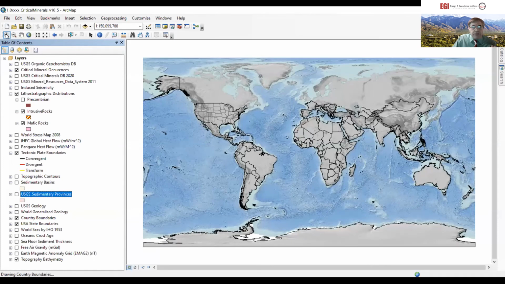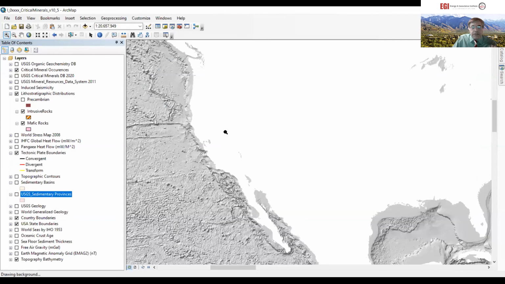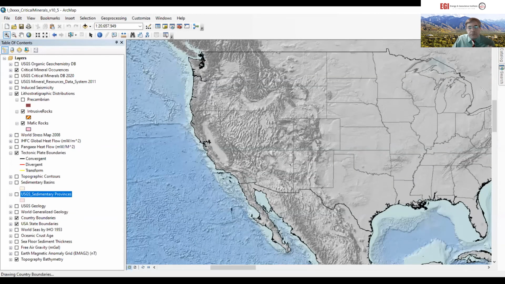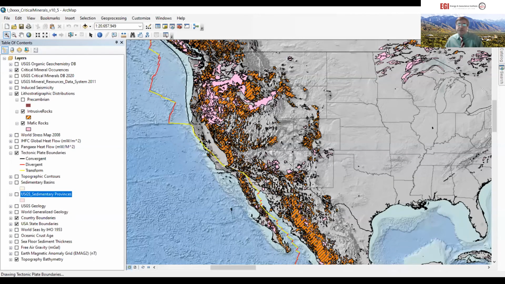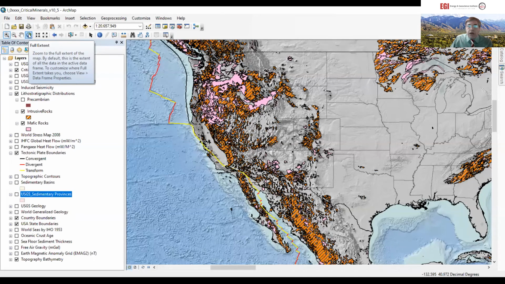Let me see if I can zoom in and then you can see better. For example, the US. So this is the distribution of intrusive rocks into the sedimentary basins, as well as mafic rocks, which would give you some idea about the mining possibilities in these areas.